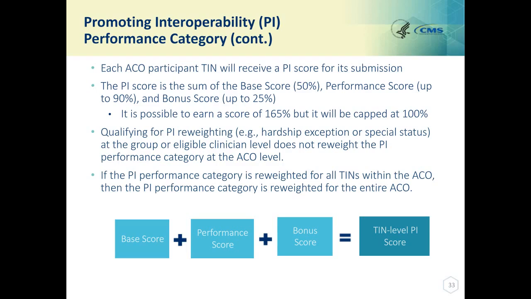Qualifying to have the PI performance category reweighted, such as the hardship exception or other special status, is at the group or eligible clinician level, but does not reweight the performance category at the ACO level. If the PI performance category is reweighted for all TINs within the ACO, then the PI performance category will be reweighted for the entire ACO. Next slide.